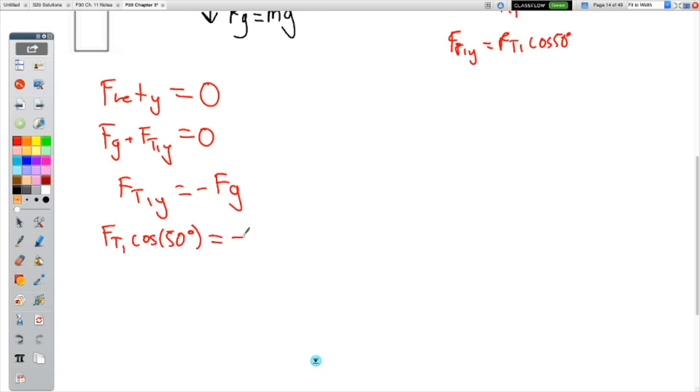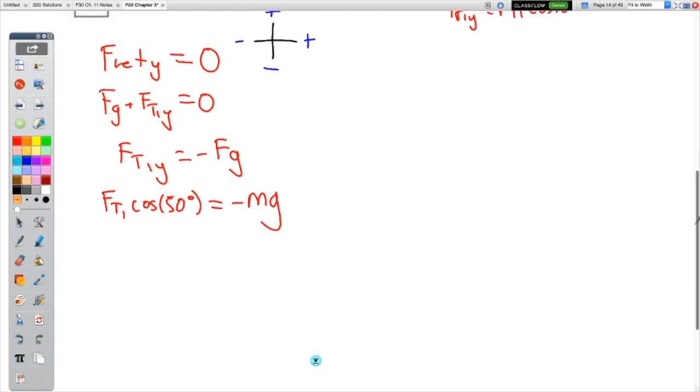We know Fg is mg. Okay, I'm about to start plugging in, so I need to define directions to be careful here. We'll say up is positive, down is negative, right is positive, left is negative. Okay, and so if that equals negative mg, and I want Ft1, let's go ahead and divide both sides by cos 50.